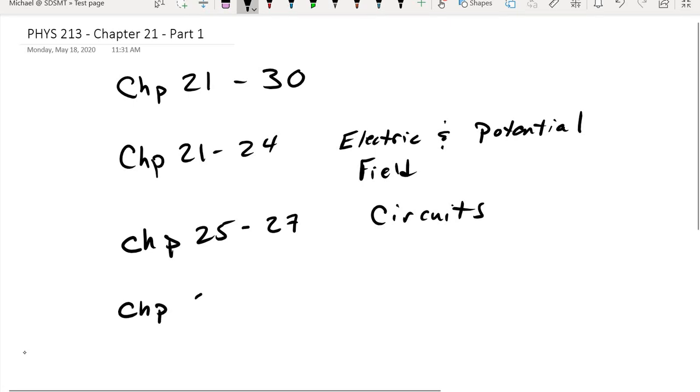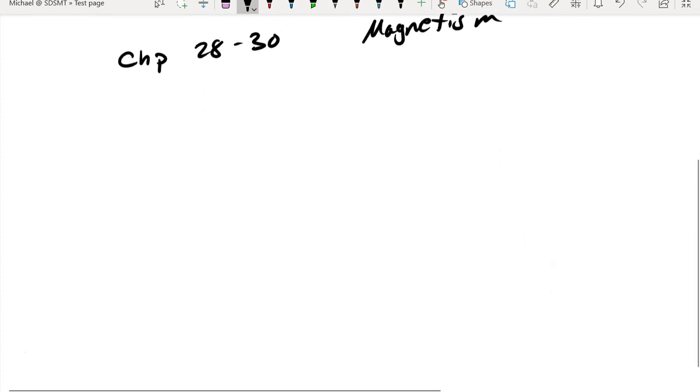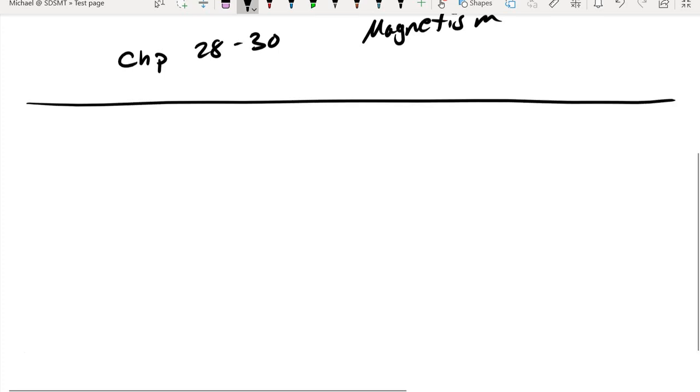And then for chapters 28 through 30, we're going to be dealing with the effects of magnetic fields and magnetism, magnetic force, and how the magnetic field and the electric field essentially are two sides of the same coin. And so with that said, we'll go ahead and start the material for our course.